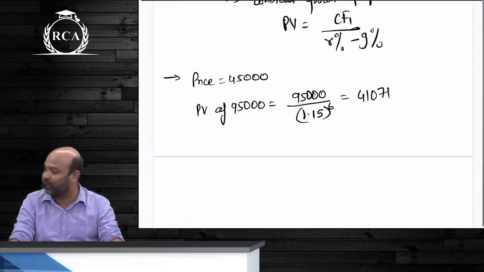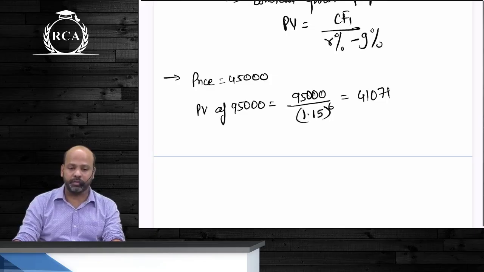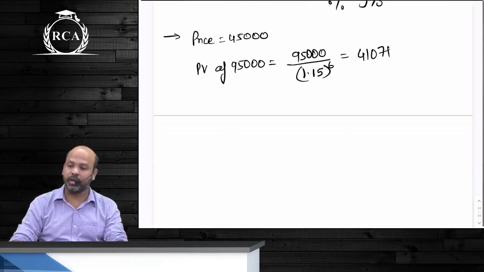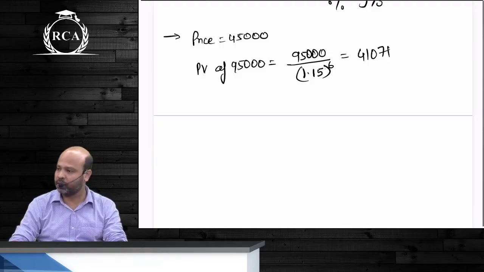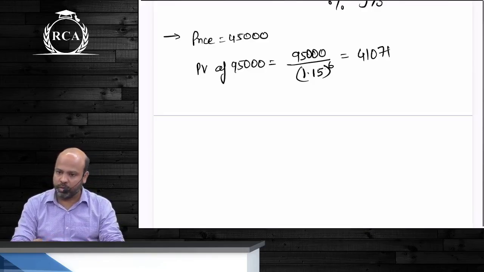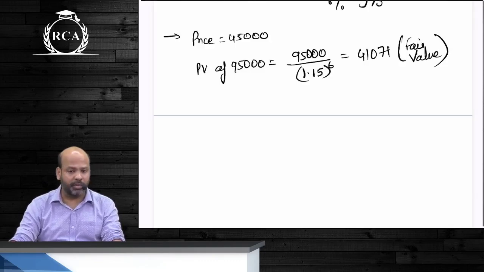Write this, beta: price is 45,000, while the present value of 95,000 is 41,071. You can also call this fair value, or intrinsic value, whatever name that you would want to give.